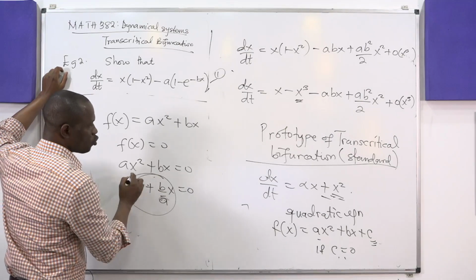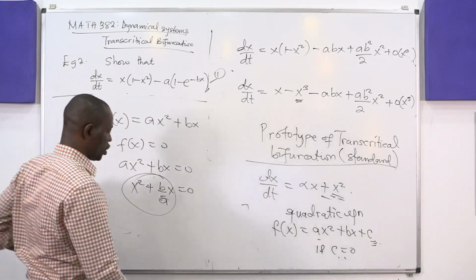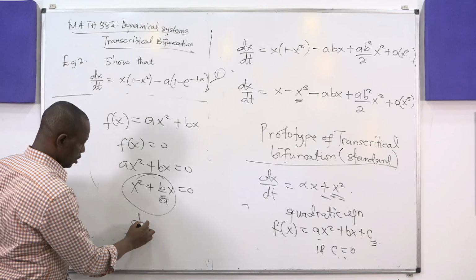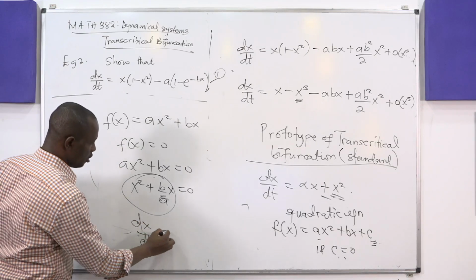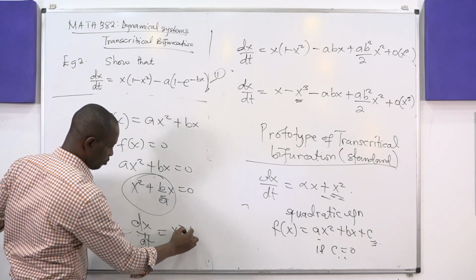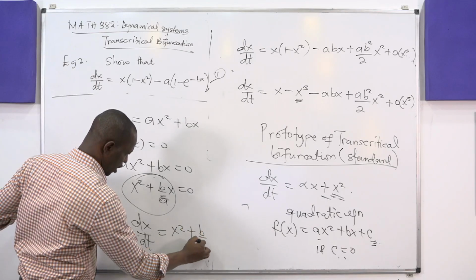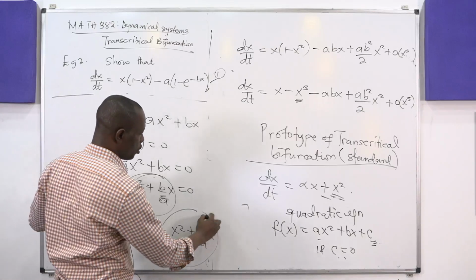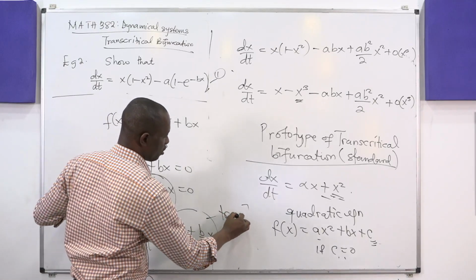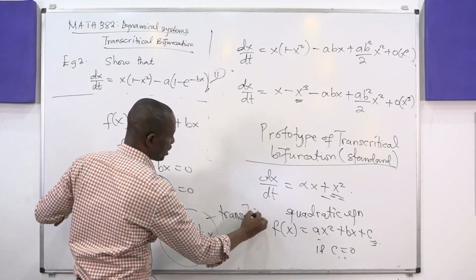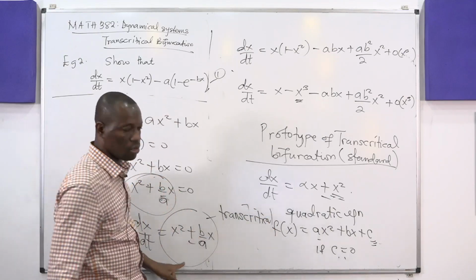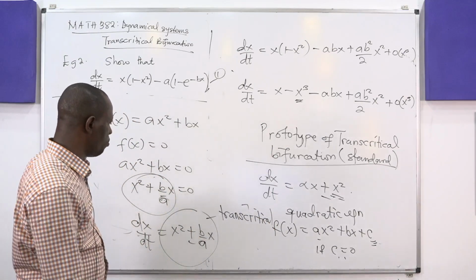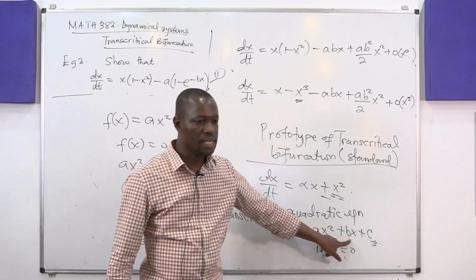So when we have this on the right-hand side of the differential equation, dx/dt equals x squared plus b over a x, it undergoes, can be plus or minus, a transcritical bifurcation. Is that okay? And for a saddle-node bifurcation, it's when b is 0.